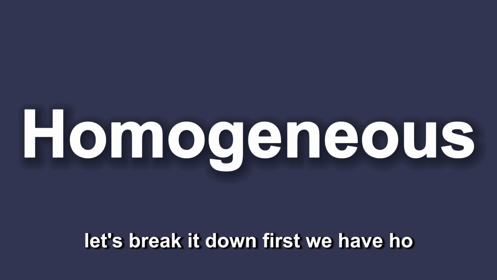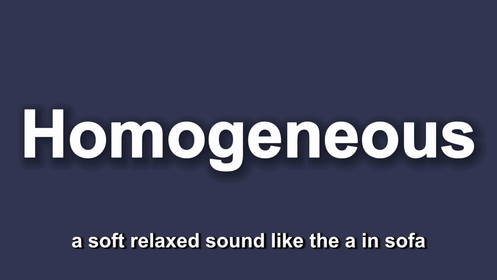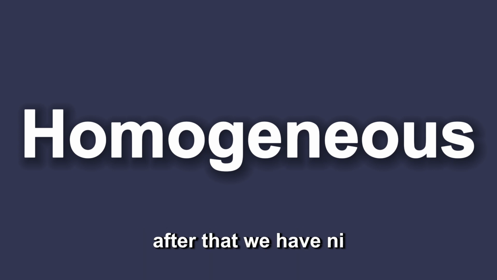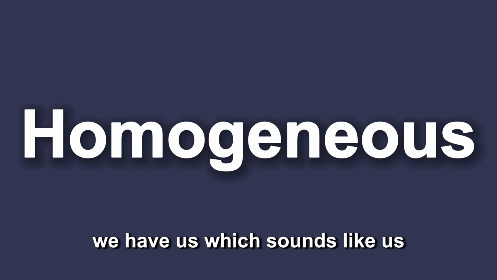Let's break it down. First, we have ho, which rhymes with go. Next is m, a soft, relaxed sound like the A in sofa. Then comes g, which sounds like G in geese. After that, we have ni, which rhymes with C. Finally, we have us, which sounds like us.